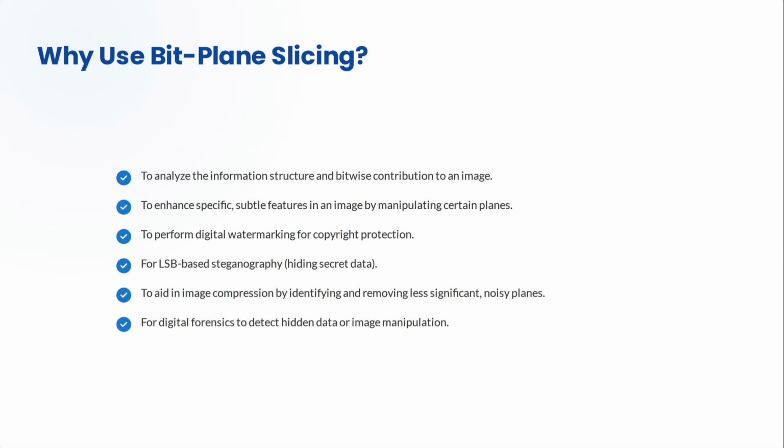Now that we have seen how bitplane slicing works, let us try to understand the uses of bitplane slicing. Bitplane slicing is used to analyze the information structure and bitwise contribution to an image. It also enhances specific features in an image by manipulating certain planes. It is used in digital watermarking for copyright protection. Bitplane slicing is used for LSB-based steganography to hide secret data.